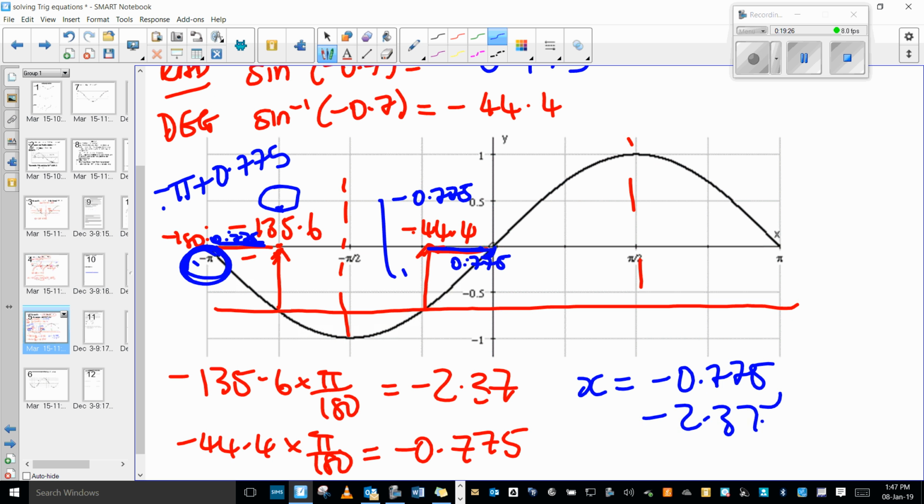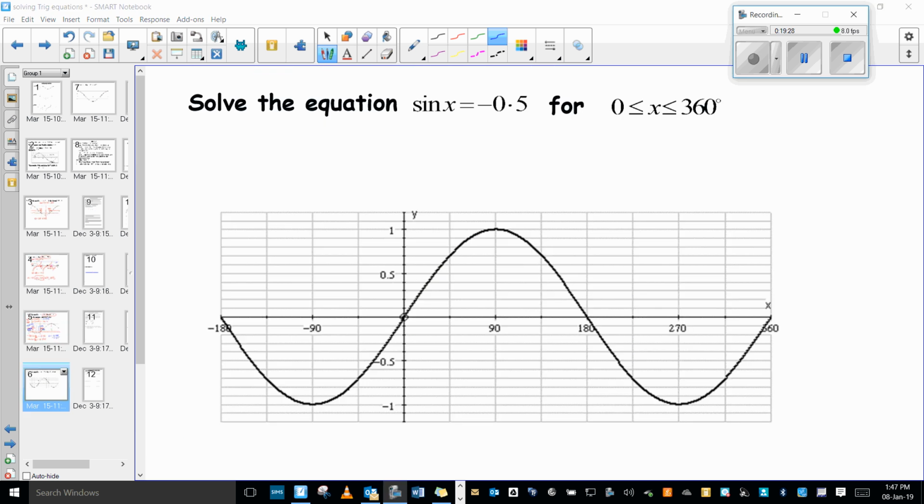Alright, so again, another one: sine x equals negative 0.5. So we've got our sine graph. Oh, it's degrees. And we're back to degrees.